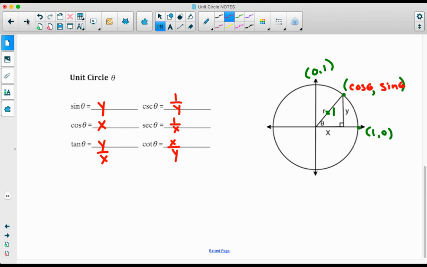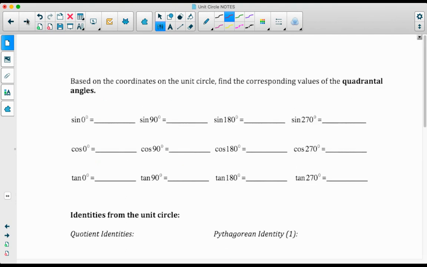When you have that written down, let's go to our last page and look at our quadrantal angles. Quadrantal angles are angles that fall on the positive or negative x-axis or the positive and negative y-axis. So you have 0, 90, 180, or 270.